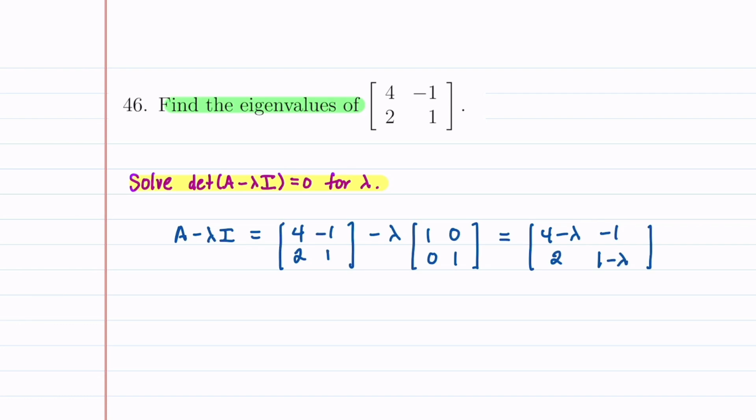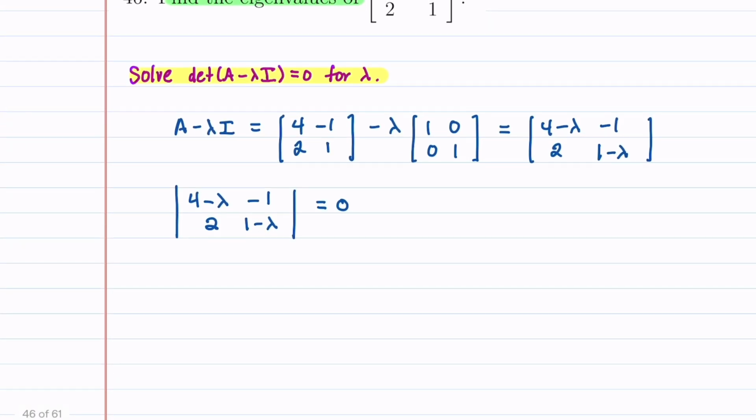Now what we're going to do is find the determinant of that matrix, and we're going to set that determinant equal to 0. So we have the determinant 4 minus lambda, minus 1, 2, 1 minus lambda. We can indicate the determinant by just drawing a straight line, and we're going to set that equal to 0. Now, to evaluate the determinant, we multiply the main diagonal, and then subtract off the off diagonal. So this is going to give us 4 minus lambda times 1 minus lambda minus a minus 1 times a 2, and that's equal to 0.